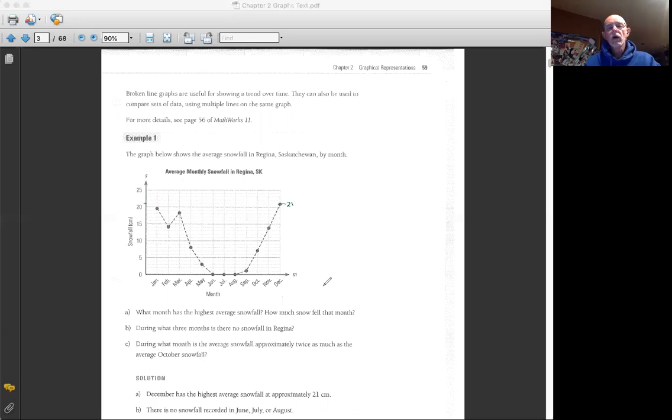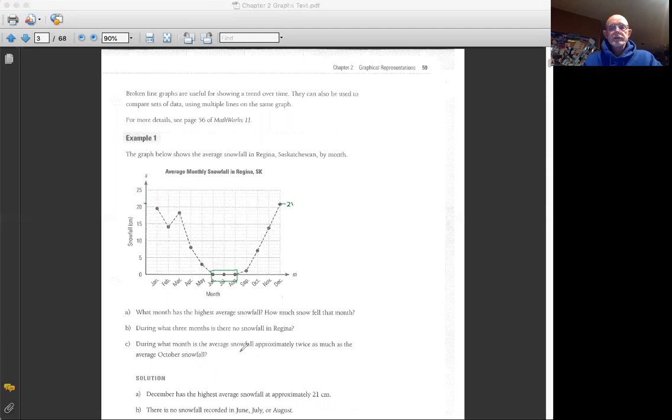Next question, what 3 months was there no snowfall? Well, big surprise, the summer months. It's kind of crazy that you're looking at September and they're already getting snow. Ooh, ugly. Anyway, I digress.